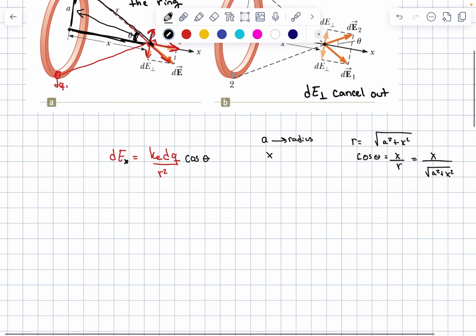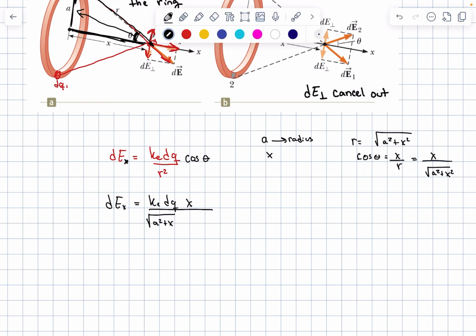Now, if we plug all of that into this equation here, we see dEx is equal to ke dq, cosine of theta is x divided by the square root of a squared plus x squared, times r squared, which is a squared plus x squared. Another way to write this is ke dq x over a squared plus x squared to the power of 3/2. All right, so this is our expression.